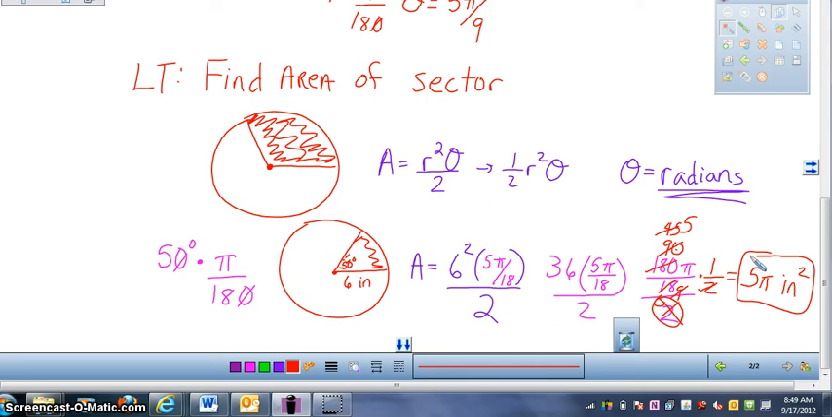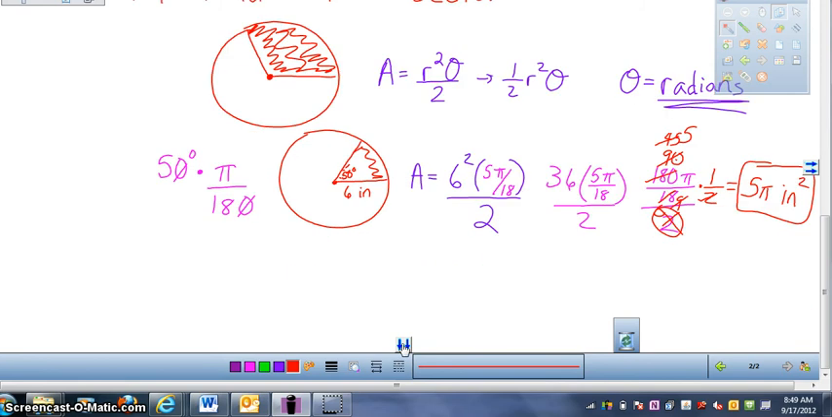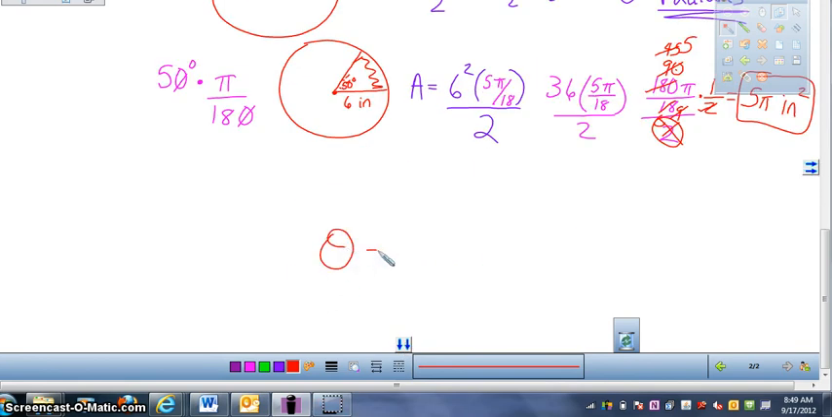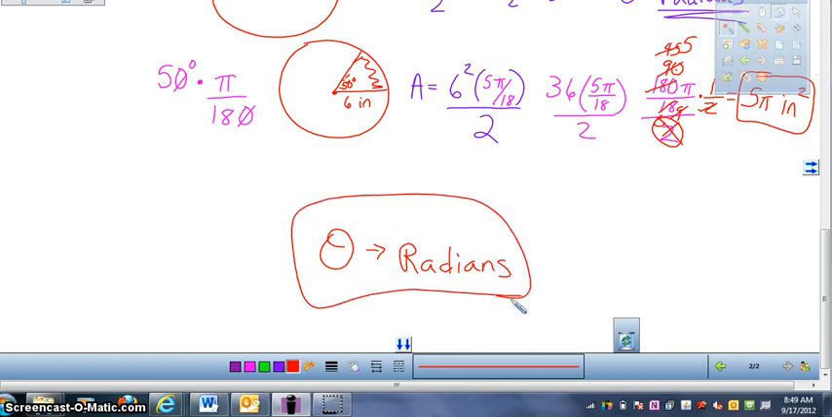For either arc length or area of a sector, the biggest thing you need to remember is theta must be in radians to use these nice, quick little formulas. You have to remember that. Theta must be in radians.